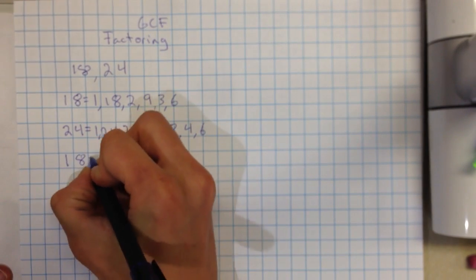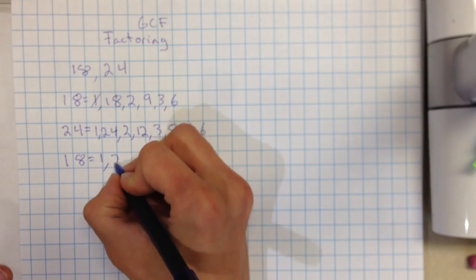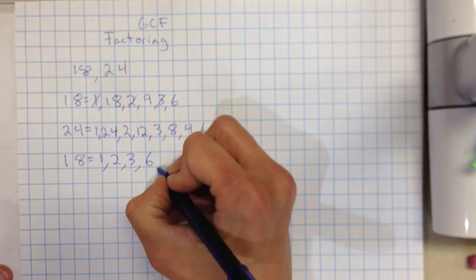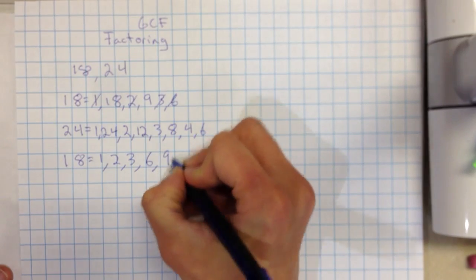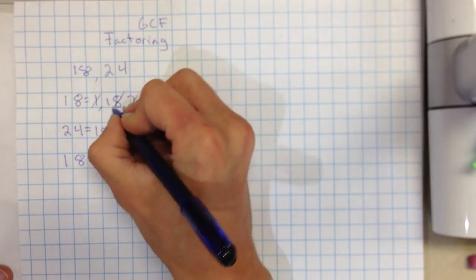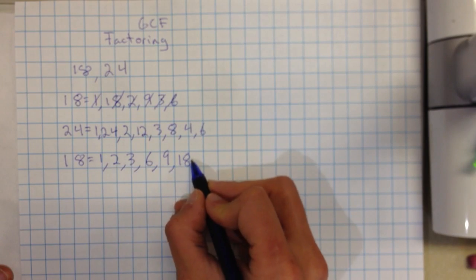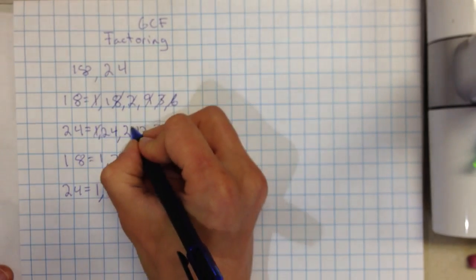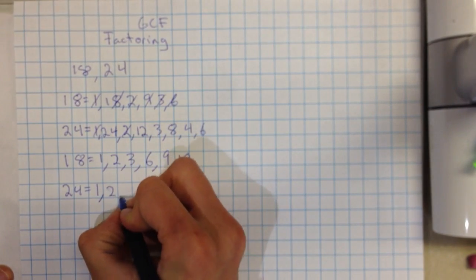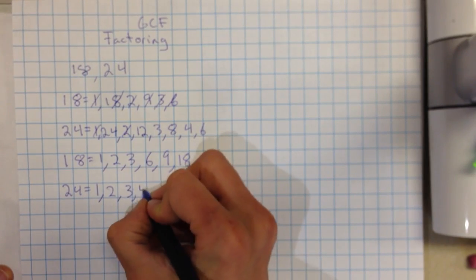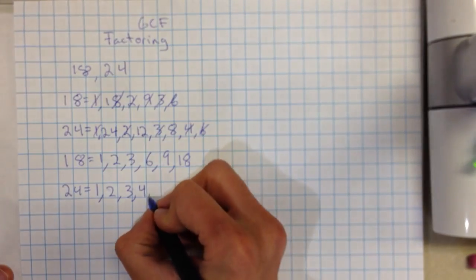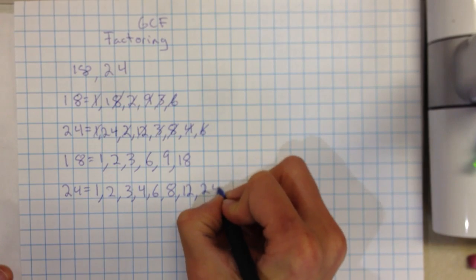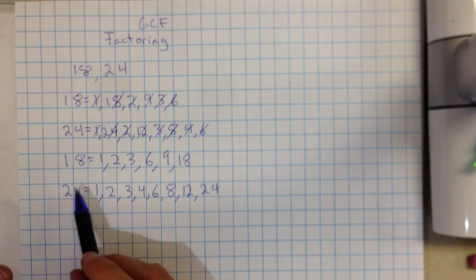So I'd rewrite, I have 18, I have 1, I'm going to cross them out as I use it, 2, 3, 6, 9, and 18. So now I've listed all of the factors from 18 from least to greatest. Now I have 24, so I'm going to do 1, and you'll notice it kind of skips. 1, 2, 3, 4. Then I have 6, 8, 12, and 24. So now I've listed all the factors for both these numbers.